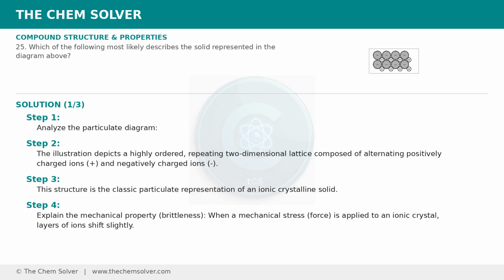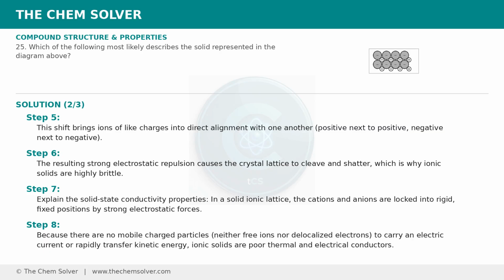Explain the mechanical property, brittleness. When a mechanical stress, force, is applied to an ionic crystal, layers of ions shift slightly. This shift brings ions of like charges into direct alignment with one another, positive next to positive, negative next to negative. The resulting strong electrostatic repulsion causes the crystal lattice to cleave and shatter, which is why ionic solids are highly brittle.